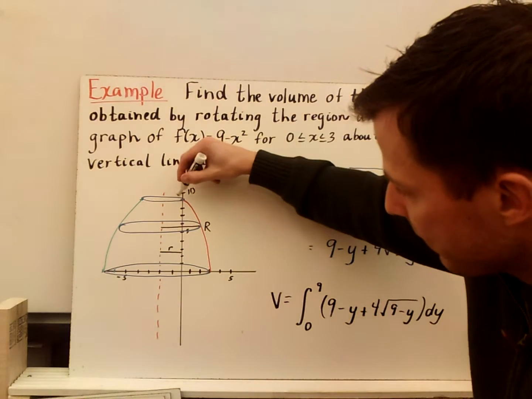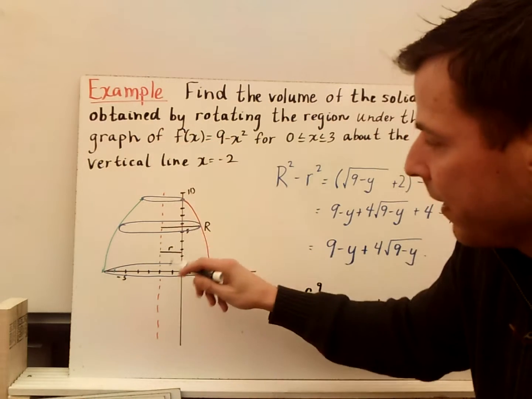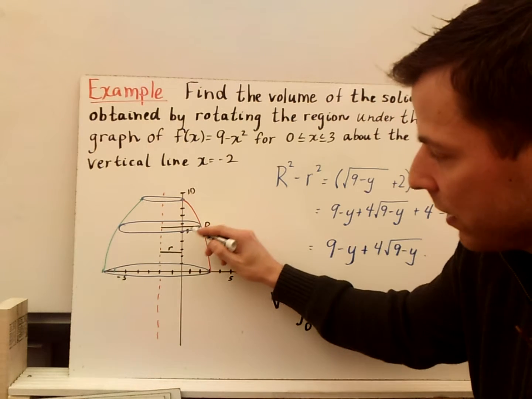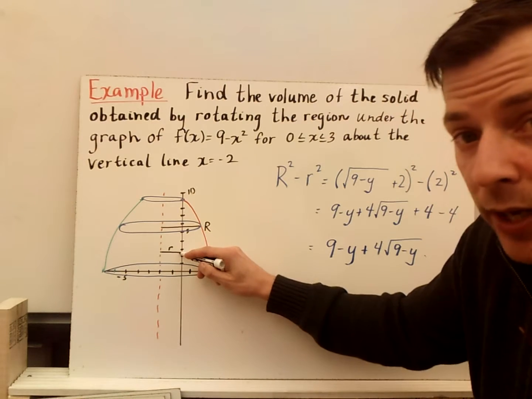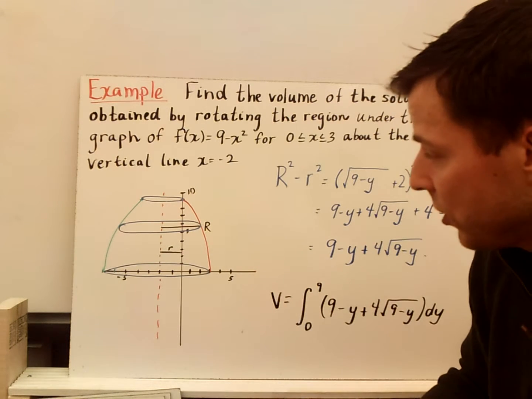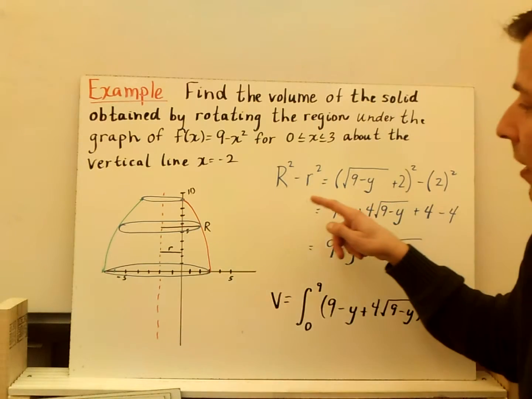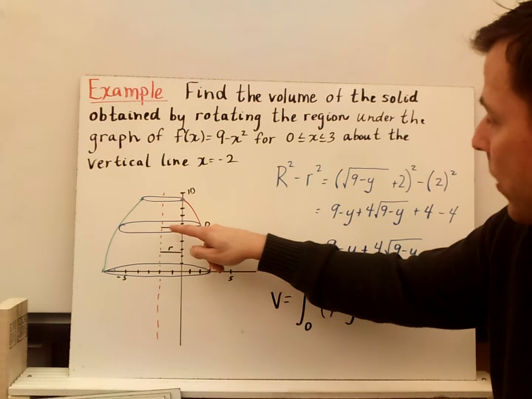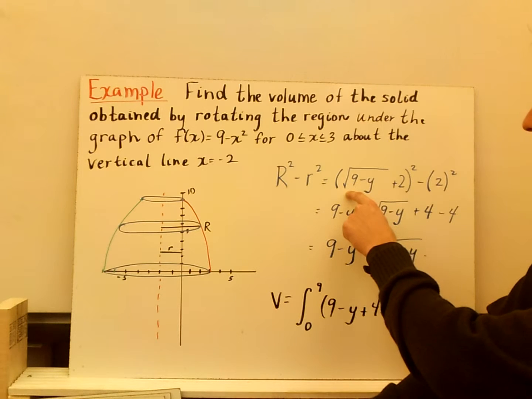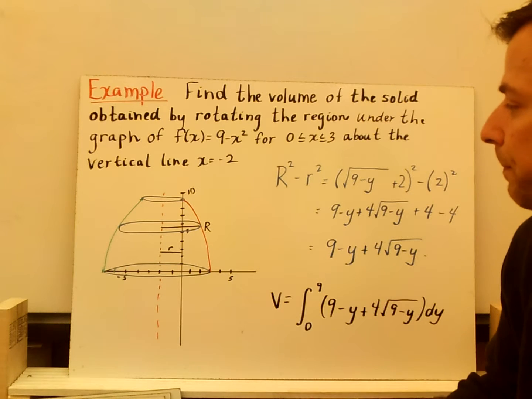So then these points have to revolve around that line. So there's equal space from here to here, here to here, right? So I drew my figure, and I know that big R is from this line to the figure, little r is from this line to the axes, okay? So we're going from 0 to 3, so little r is going to be 2, that distance from x equals -2 to 0. Okay, big R is going to be the square root of 9 minus y, plus 2, squared, minus 2 squared, okay?